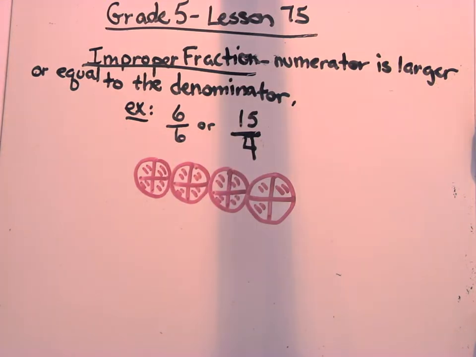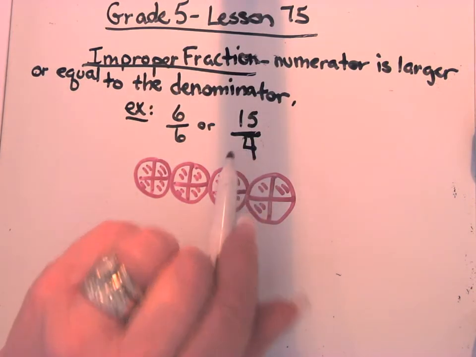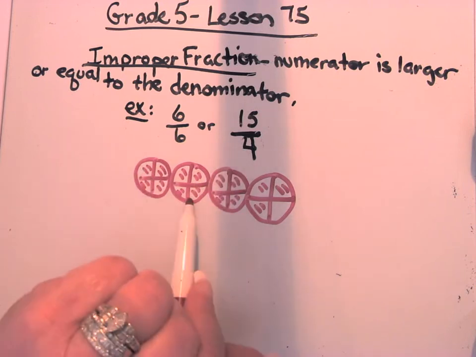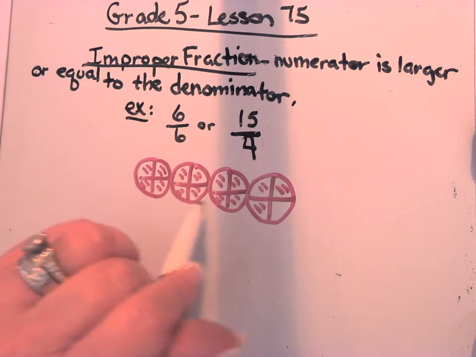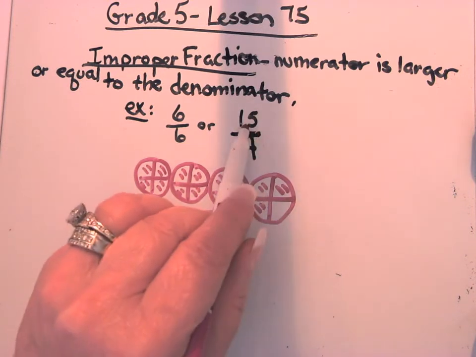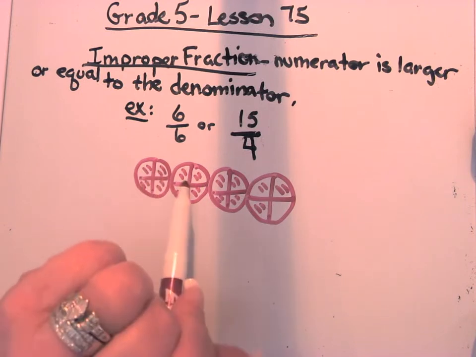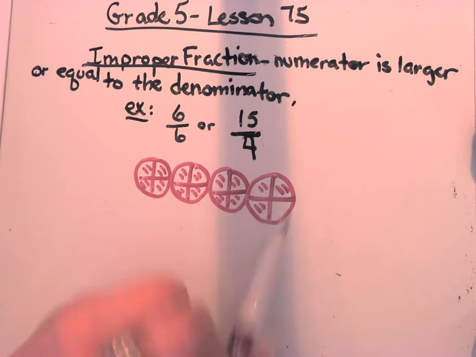Both of those have numerators that are either equal to or larger than the denominator. So we want to look at what it would be as a mixed number or a whole number. Let's take this one, for example, and do it as a mixed number. I divided the pies into 4s because that's my denominator, and I have 15 pieces, so I shade in 15 pieces: 1, 2, 3, 4, 5, 6, 7, 8, 9, 10, 11, 12, 13, 14, 15.